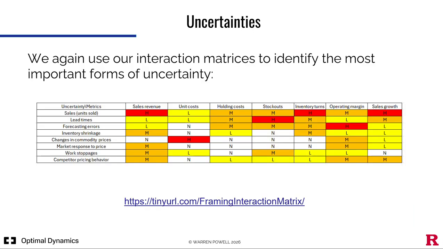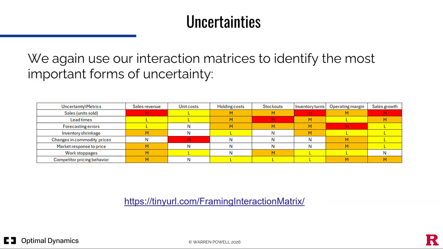Now, what we're going to do is play the same exercise that we did with decisions with our interaction matrix, where we list the performance metrics along the top from most important to least important, and then the sources of uncertainty, just list them in any old order. Now, fill in the cells with a high, medium, low, or none impact.